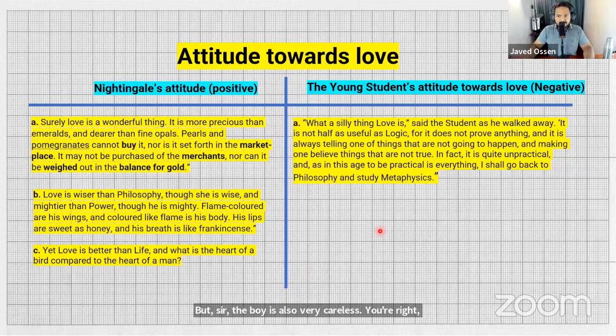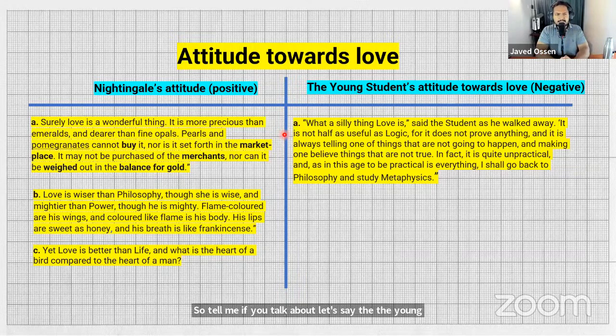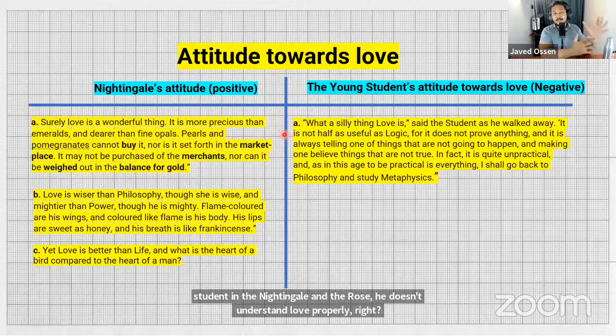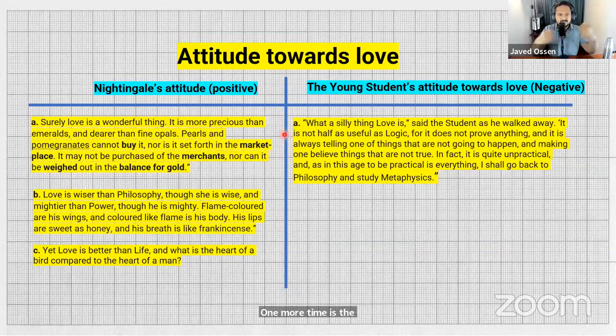In the ending, after eating the boot, what does he criticize? Love. So tell me, if you talk about the young student in The Nightingale and the Rose, he doesn't understand love properly, right? Even though the Nightingale had a positive attitude towards love, the young student in the end has a negative attitude towards love. One more time, is the Nightingale's sacrifice valuable?